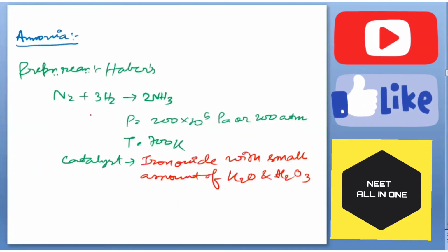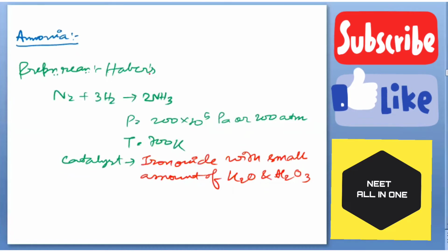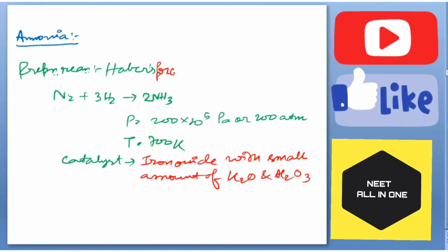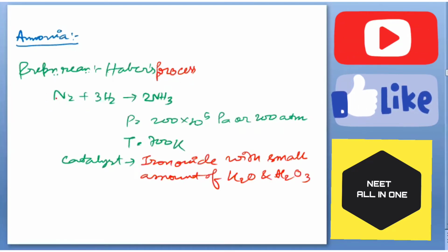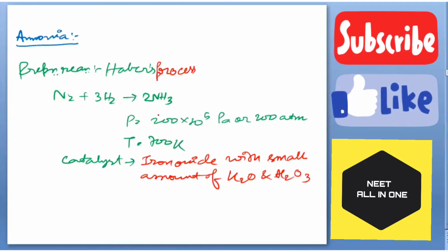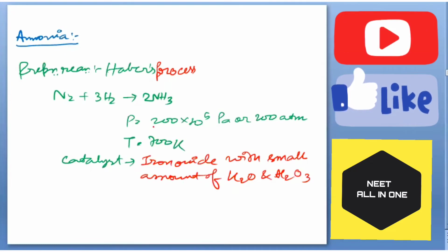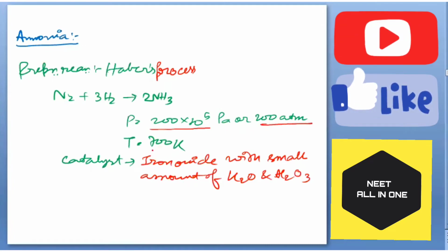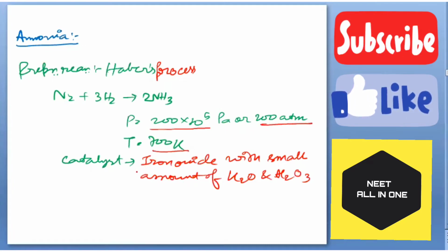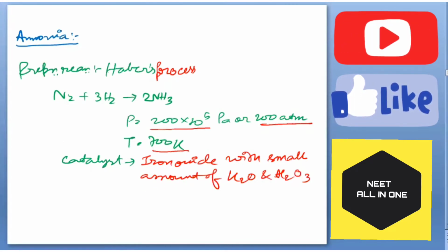Next is ammonia. The preparation reaction of ammonia is shown here. That is called Haber's process. Now, 1 mole of N2 and 3 moles of H2 are added and reacted to form 2NH3. In this reaction, pressure will be 200 into 10 to the power 5 Pascal or 200 atm, and temperature will be 700 Kelvin. The catalyst will be iron oxide with a small amount of K2O and Al2O3.